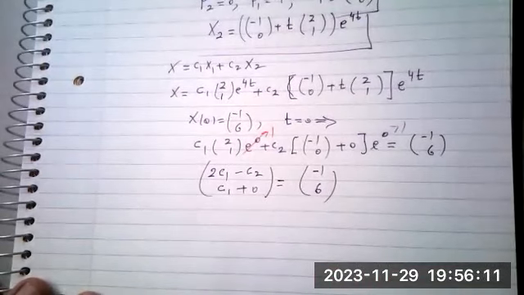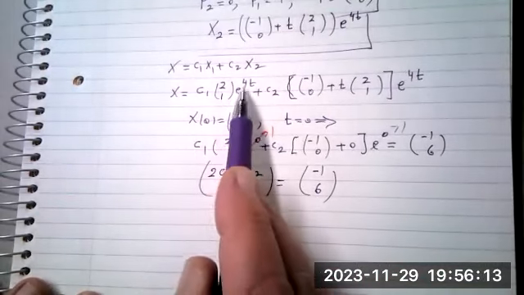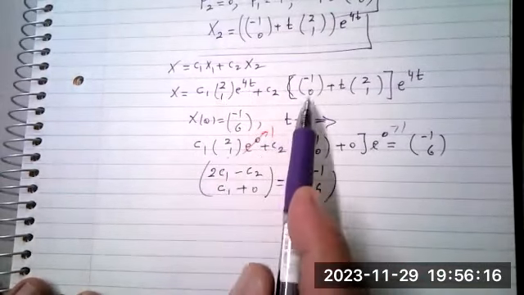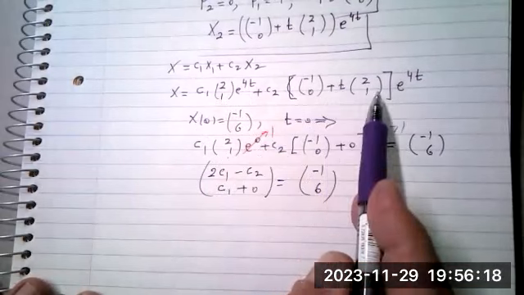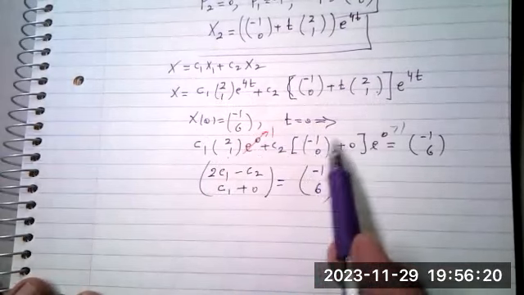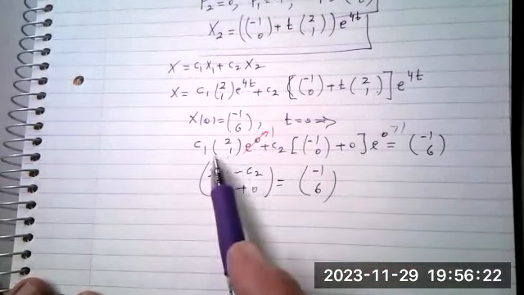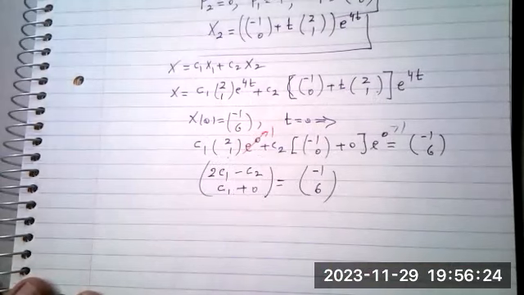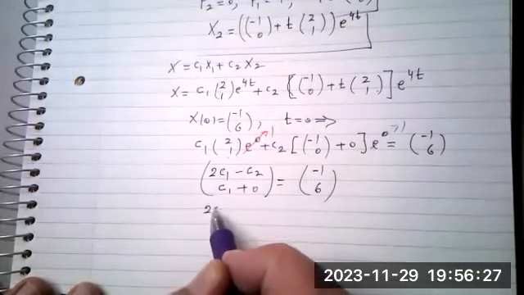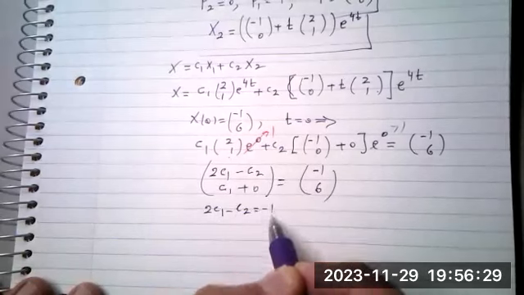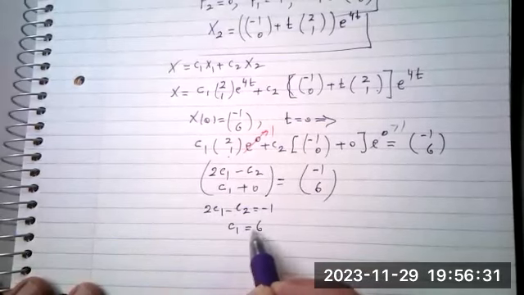Oh, wait. No, I put t equal to 0, so that gives me 1. Over here, with t equal to 0, we lost this one. Oh, yeah, it's negative 1 and 0. So for the second component, we get only C1 here. There you are. So it's 2C1 minus C2 equal to negative 1, and C1 equal to 6.